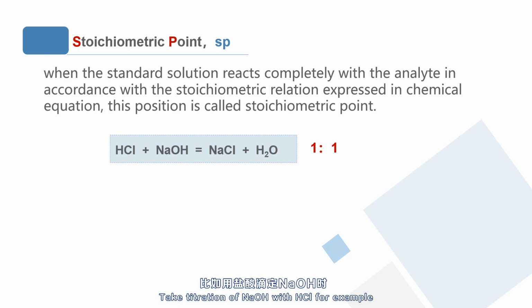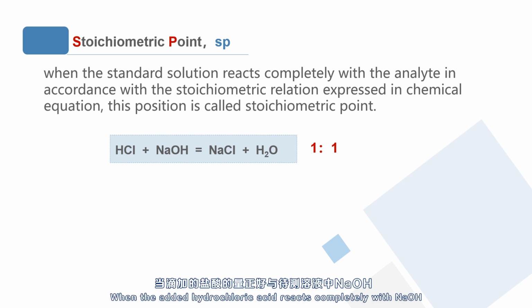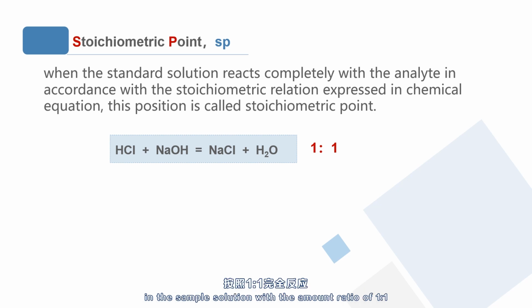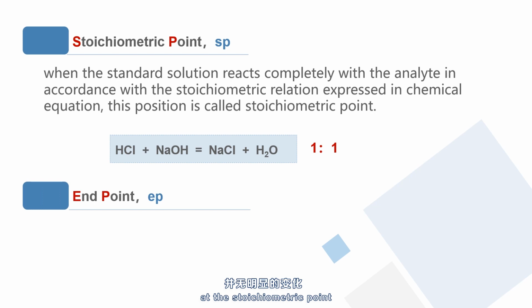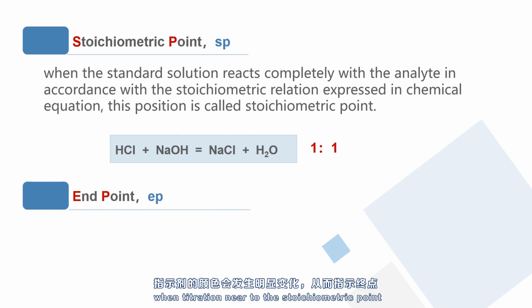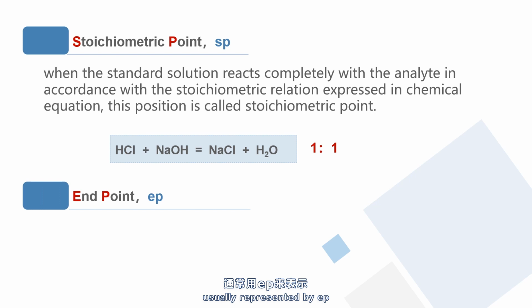Take titration of sodium hydroxide with hydrochloric acid, for example. When the added hydrochloric acid reacts completely with sodium hydroxide in the sample solution with the amount ratio of 1:1, it is the stoichiometric point. In general, since there is no obvious change in the appearance of the sample at the stoichiometric point, we need to add an appropriate indicator whose color changes obviously when the titration is near the stoichiometric point. This position is named the endpoint, usually represented by EP.